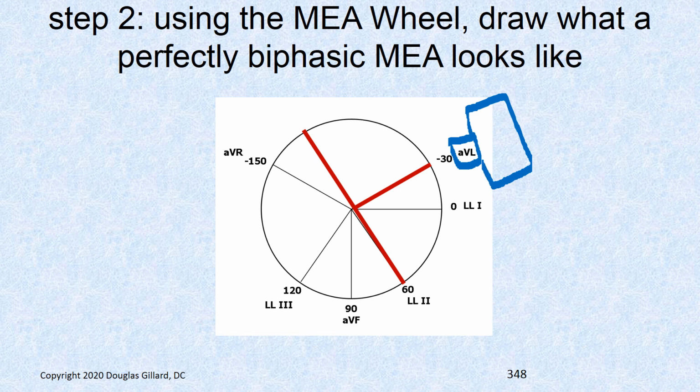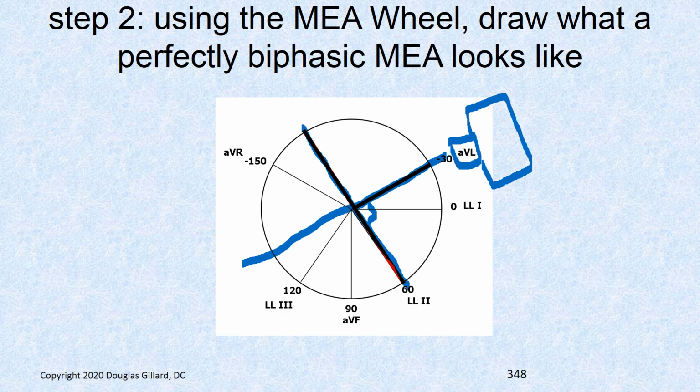Right? I drew it off a little bit. This is its view right here. So take the view, draw a line for its view, and then draw a line perpendicular to that. In other words, 90 degrees to that. And you'll notice a little cheat here. The AVL happens to be perpendicular to limb lead 2, right? This is 90 degrees right here. So this is really easy to draw.